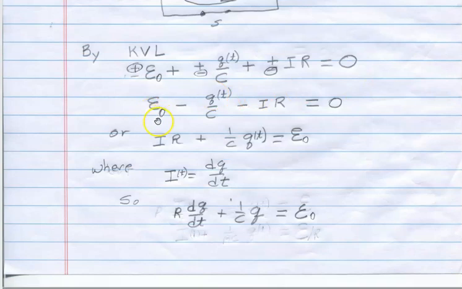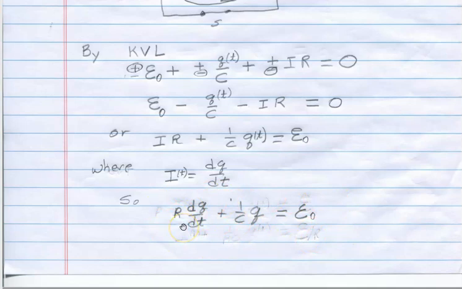I'll rearrange it a little bit to get it kind of in standard form. I'll take the E naught over to this side so it becomes minus E naught, and then multiply through by minus to get this form. And then just divide through by R. Then I'll just note here that if Q varies with time, then the current through the circuit is just dQ/dt. I'll plug that in, and what we get is a differential equation.